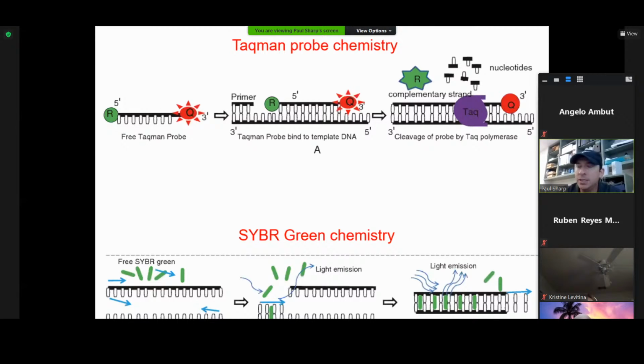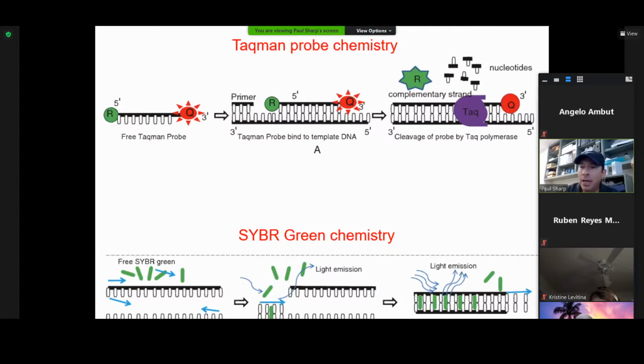So the whole idea with SYBR Green is that it's a DNA binding stain that preferentially binds double-stranded DNA. So as you accumulate PCR product in the form of double-stranded DNA, you have more of the stain that is able to bind. And so once again, the amount of fluorescence from SYBR Green is a direct correlation with the amount of double-stranded PCR product that you have.